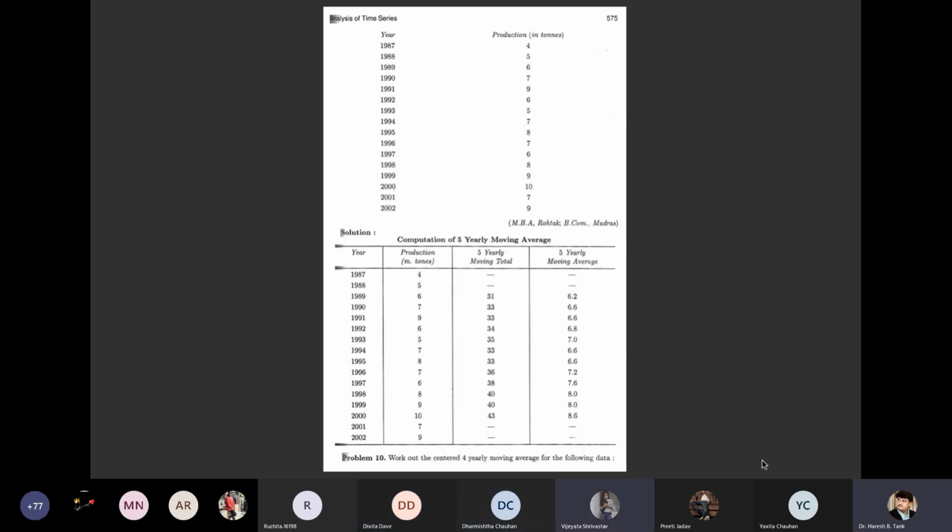6.6. Right enough. Next. Again 6.6. Perfectly okay. 7.2. Next. 7.6. Perfectly okay. 8. Again 8. Right. 8.6 would be the last one, and 2 dashes. This becomes the 5 yearly moving average for the given data set. Perfectly okay?